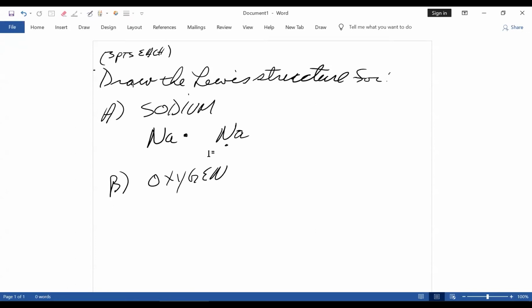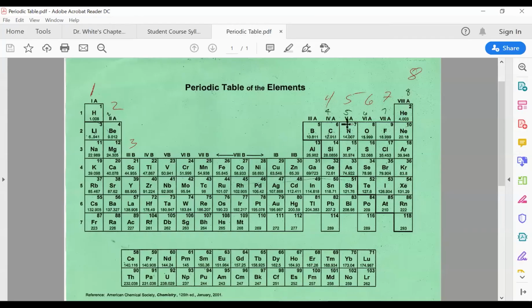And the question would be, draw the Lewis structure for oxygen. Well, first of all, hopefully you've learned the chemical symbol for oxygen. The chemical symbol for oxygen is O. And now you need to go back to your periodic table and find oxygen. And it's right over here.